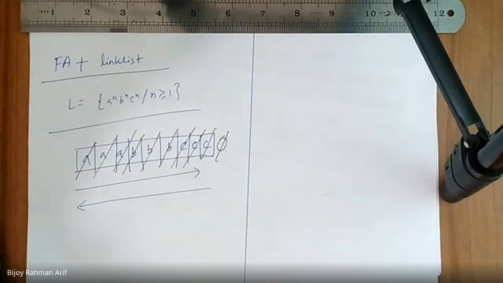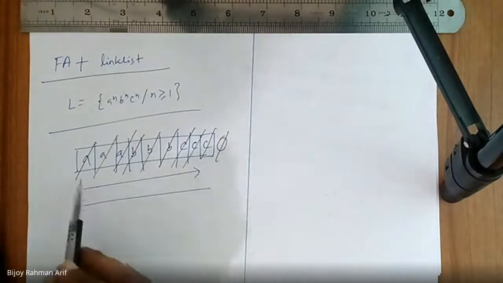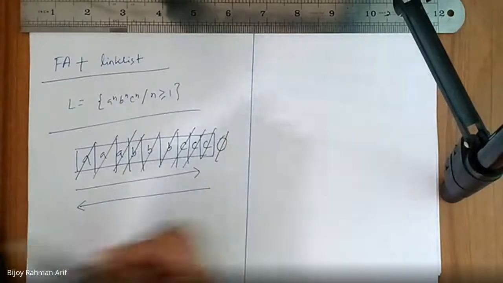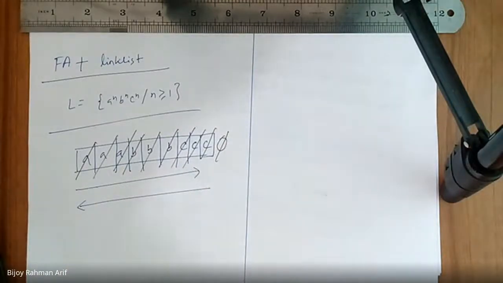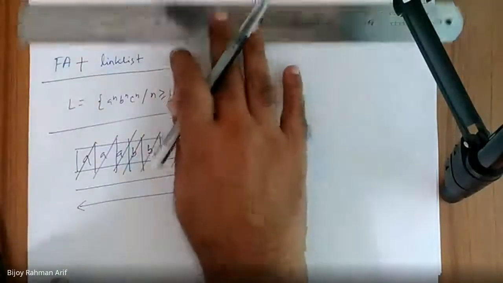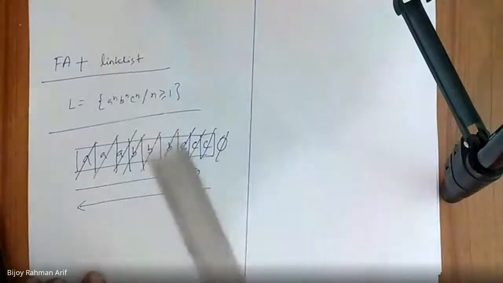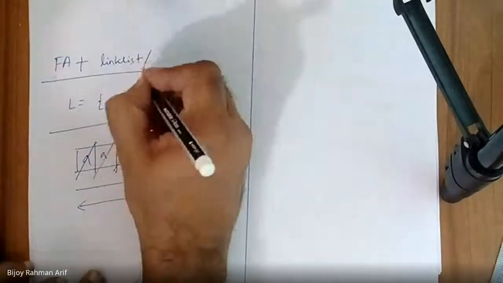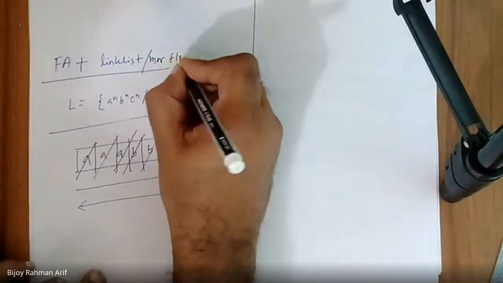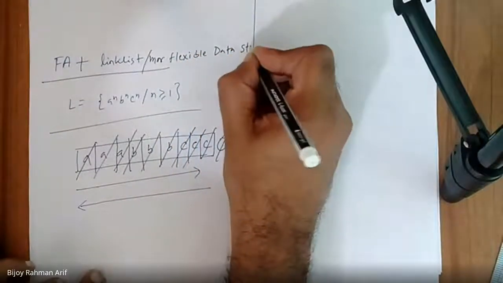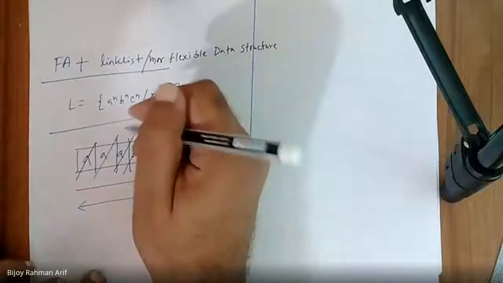Yes, sir. Because we can move left to right to left. Stack we don't have this movement, but in linked list we have this kind of movement. Am I right? Yes. Whenever we use finite automata plus linked list or more flexible data structure, this is a very crude definition.